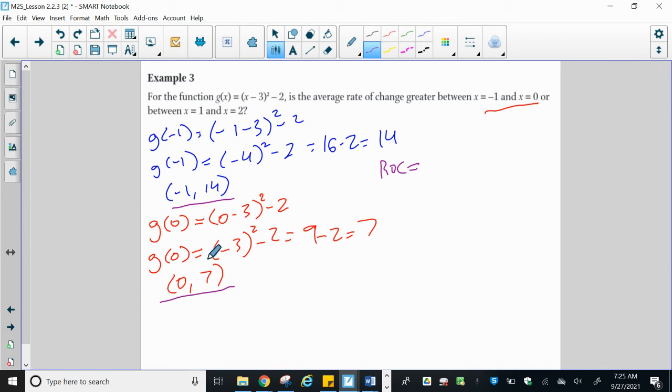So we could do, for example, 7 minus 14 on top. Over, if we start with 7 here, we have to start with 0 here. 0 minus -1. So I mean -7 over, this is a plus, so this will be 1. So we get -7.